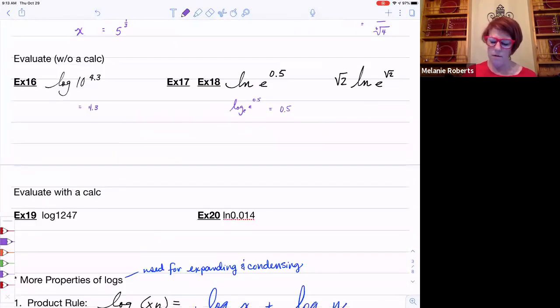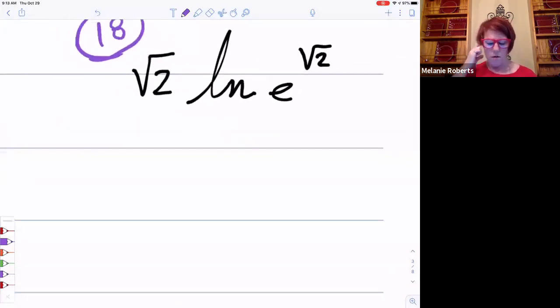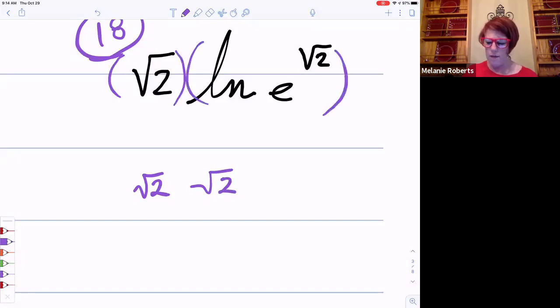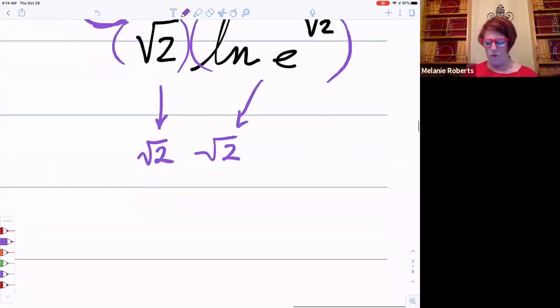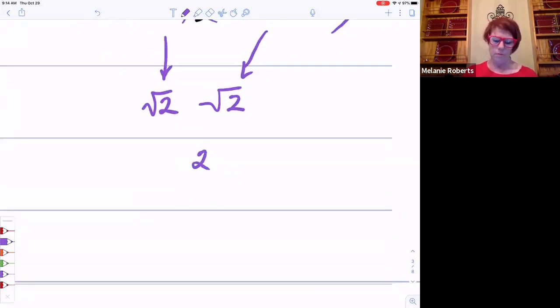Number 18, sorry, this is number 18 here. So number 18, we have the square root of 2. I'm just copying that for a minute. I'm not going to mess with it. But notice that on this next piece, I have natural log of e. This is log base e of e to the root 2 power. Well, log base e of e, they're going to undo each other, leaving me with just the root 2 for the second piece. So literally, I'm looking at these two pieces. This guy goes here, and this whole guy goes here. Well, root 2 times root 2 is just a 2.